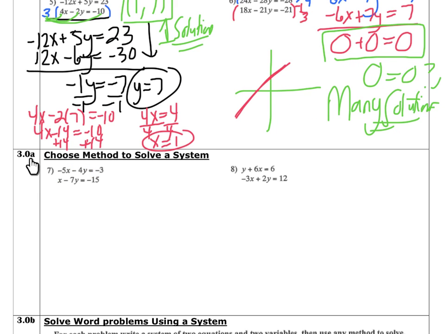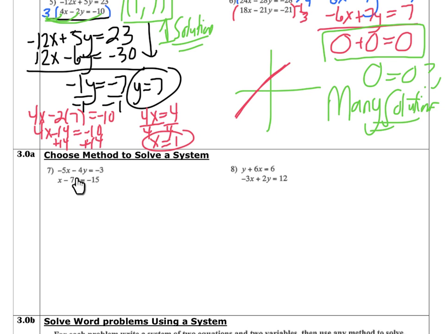Now let's look at 3.0a, choosing any method to solve. That's algebraic. So let's either choose to use substitution or linear combo. I'm going to first look at number 7, and this would work nicely for substitution. If you did substitution, what I would do is solve for x and then substitute it into here. But I'm actually going to use linear combination.